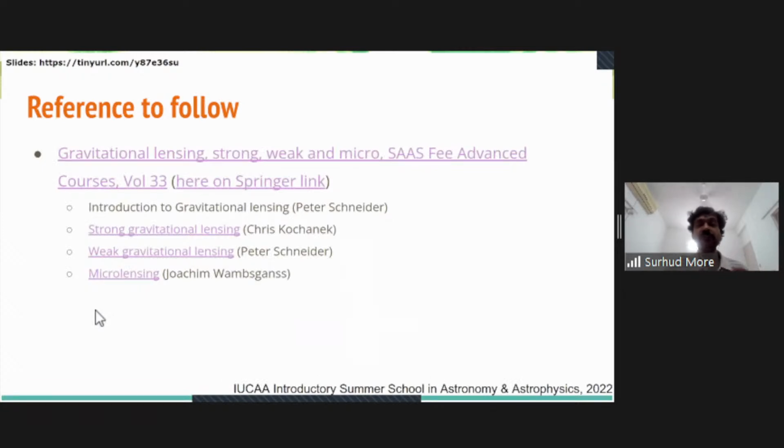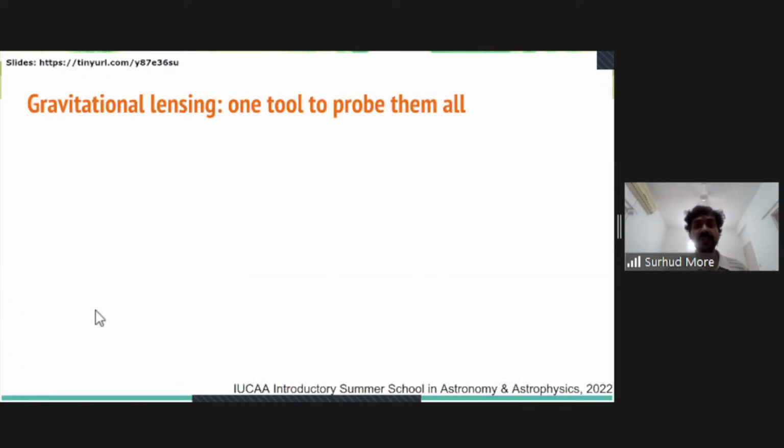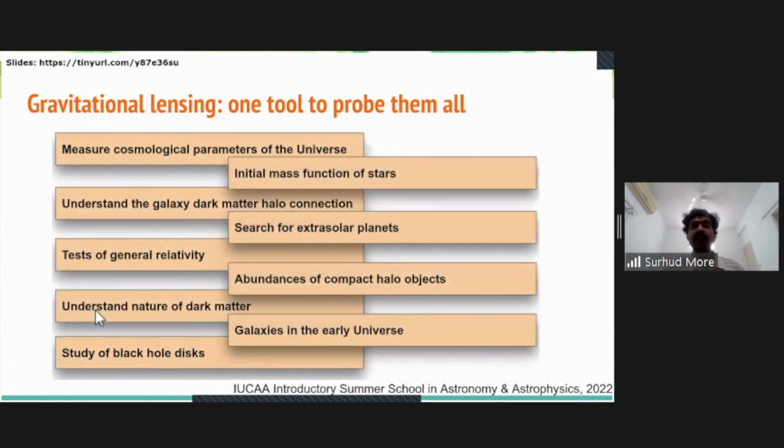What I showed you is how you can use gravitational lensing to do many, many things, and we have just scratched the surface. I've told you how to measure the cosmological parameters of the universe. You have seen from Anuprita's talk how you can understand the galaxy-dark matter connection. I didn't talk about tests of general relativity, but you can also do them. You can understand the nature of dark matter, and so on. There are a variety of things that you can do. So gravitational lensing is very powerful.